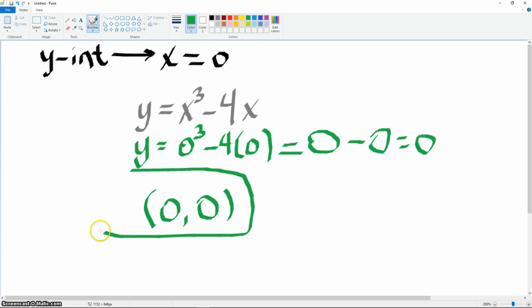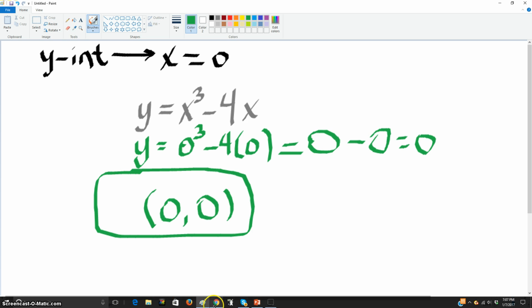And that's our answer. Notice again the highest exponent for the y, because you're looking for the y-intercept, is 1. That means that you're only going to have one y-intercept, and in this case we do. We only have one y-intercept.